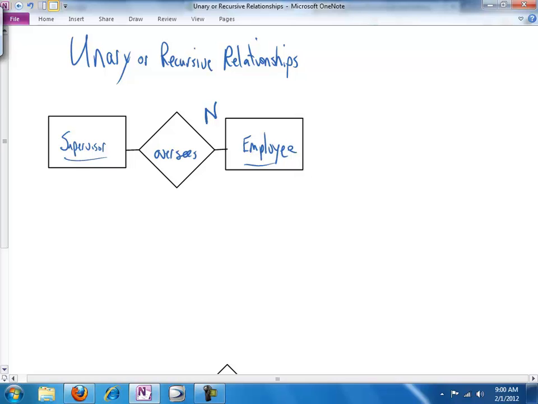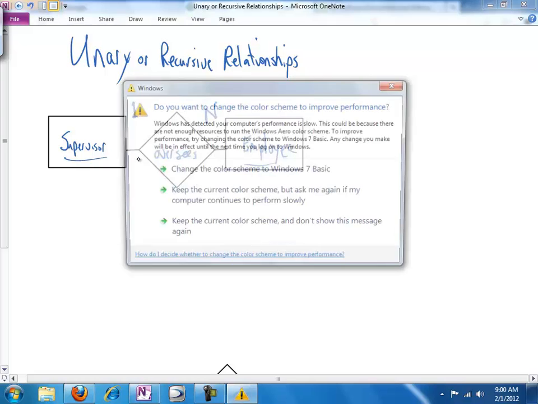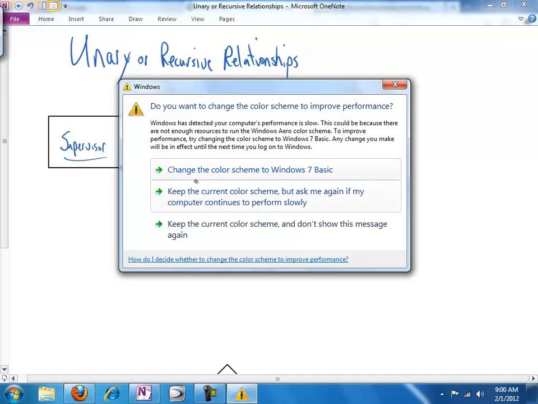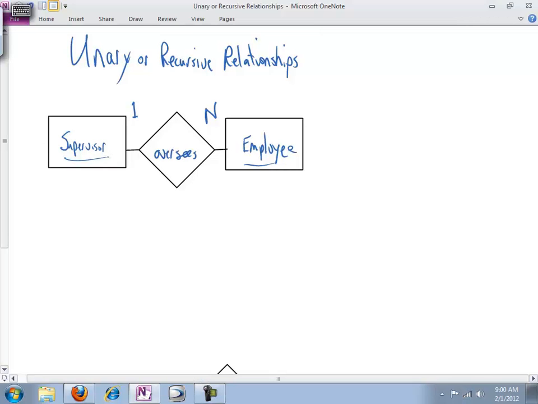A given employee is overseen by, you could argue, typically at most one supervisor. If you have some sort of a matrix organization, you may report to multiple people. God bless you if you do. But otherwise, it's likely that you just have one, so we'll model it this way. So this is straightforward enough. It looks like a simple example that we've seen many times before.